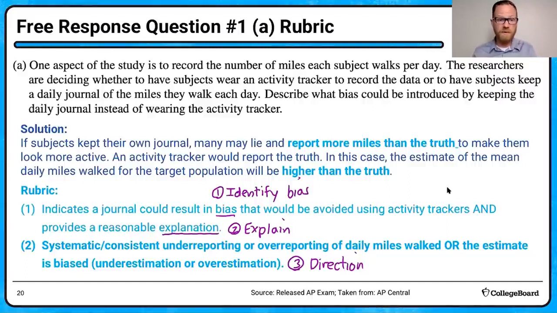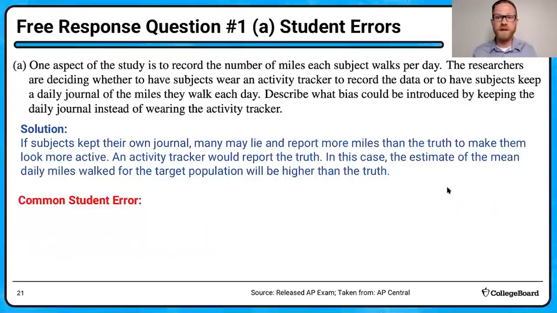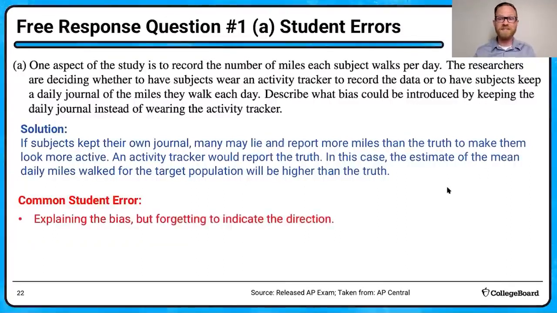Now let's talk about a couple of common student errors here. The most common student error that we see on questions like this is that students will identify the bias, and they may even do a good job of explaining why that creates bias, but they forget the last part, which is to indicate the direction. So you want to make sure that somewhere in your response, you're saying something like lower than the truth, or higher than the truth, or underestimate or overestimate, to make sure that you are indicating the direction.